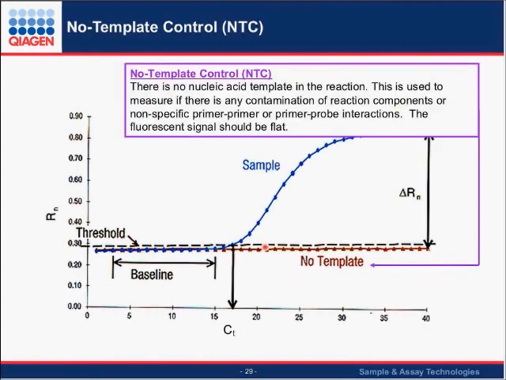And then one other term that you see is no template control. That's no nucleic acid template in the reaction. So you need to have one of these to make sure that you don't have any contamination. With PCR, it's very easy to get cross-contamination.